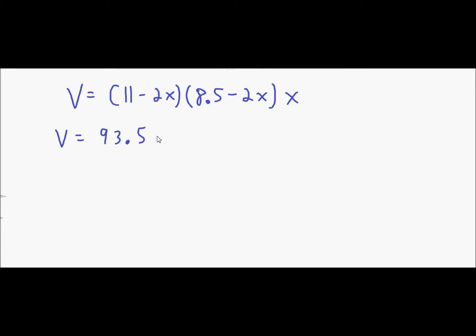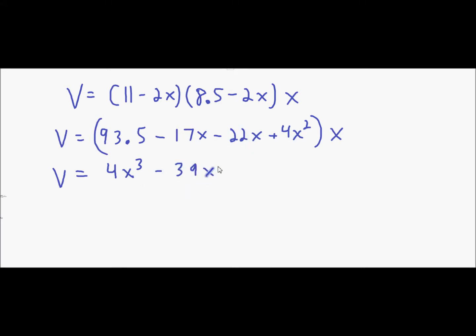8.5 times 2x is going to be minus 17x. Okay. 11 times negative 2x is minus 22x. Negative 2x times negative 2x is plus 4x squared. And we got this other x out here. We're going to multiply it in. So when you do that and straighten out the terms, put the leading coefficient first, we're going to get 4x cubed. Oh, yeah, we're good. Sorry, 17x and 22x is, what, 39? So minus 39x squared plus 93.5x.